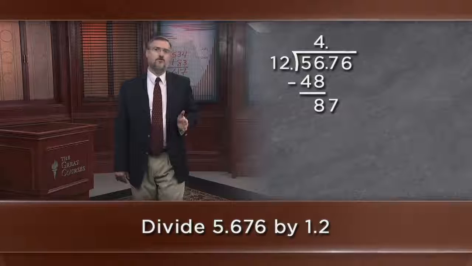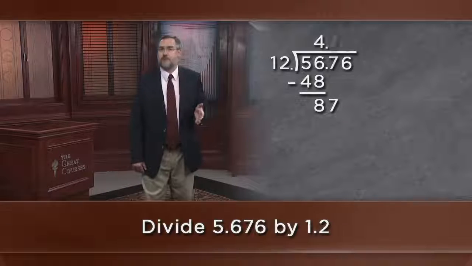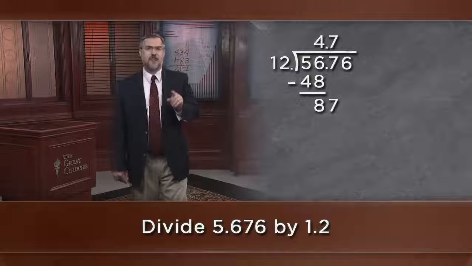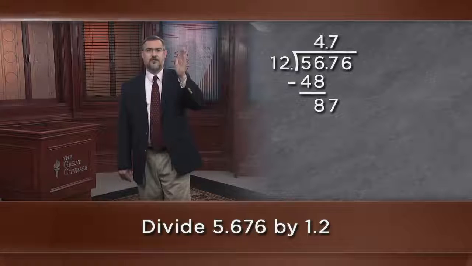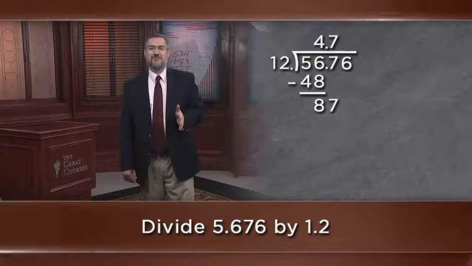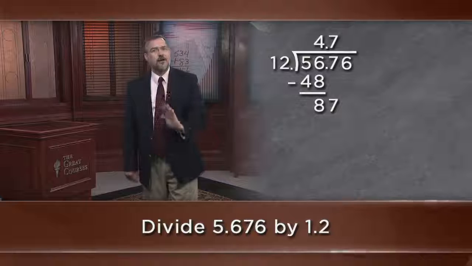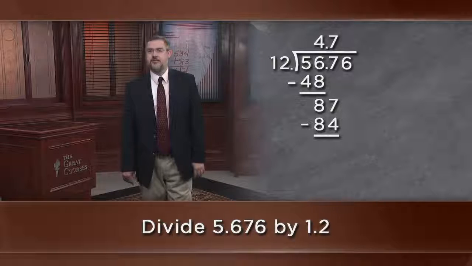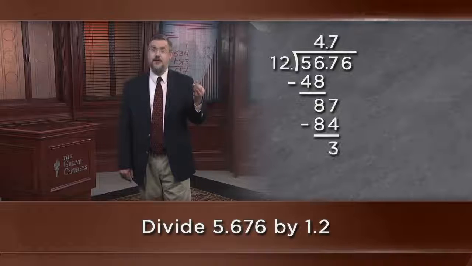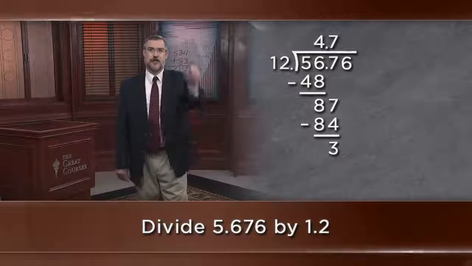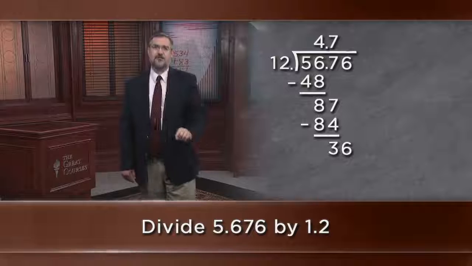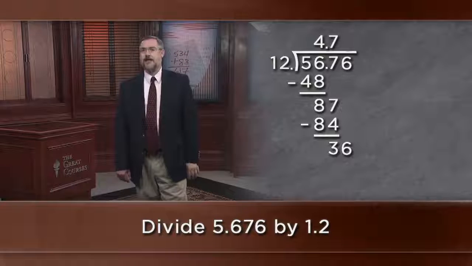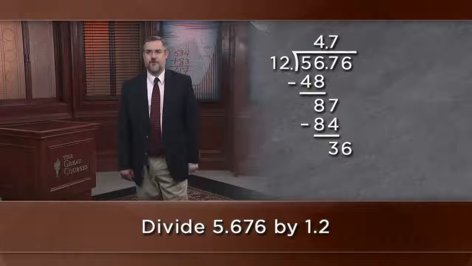Now how many times does 12 go into 87? Well, it's 7 because 12 times 7 is 84. So I'm going to write a 7 above the 7 in 56.76, and I'm going to write an 84 below the 87, and I'm going to subtract. 87 minus 84 is 3. So I write that in my work section, and then I drop down the last digit, which is a 6, and that gives me 36 at the bottom of my work.